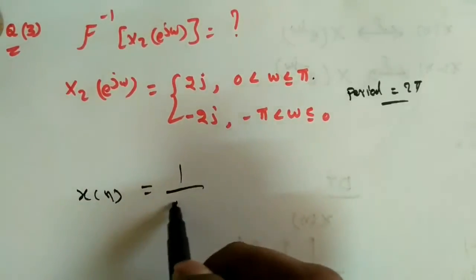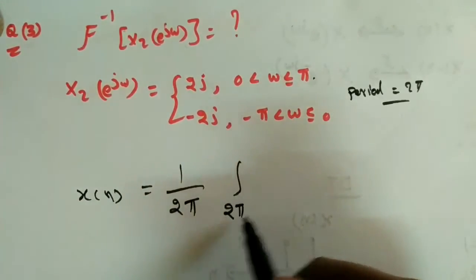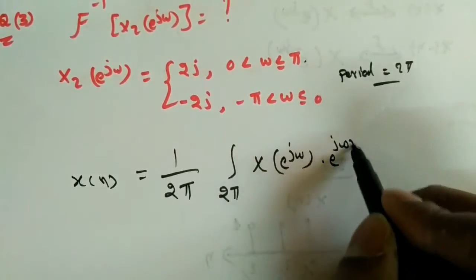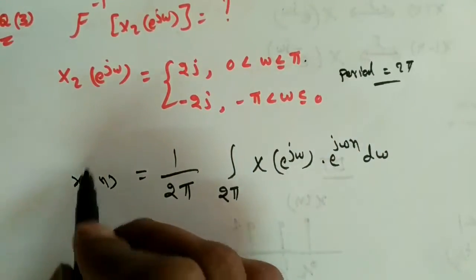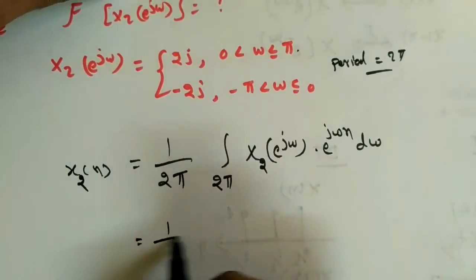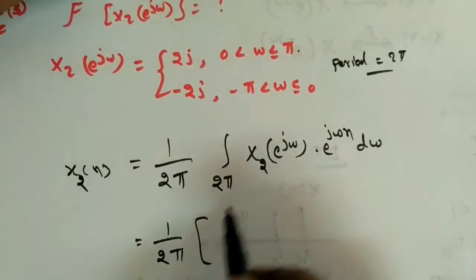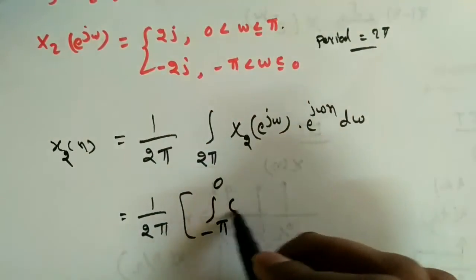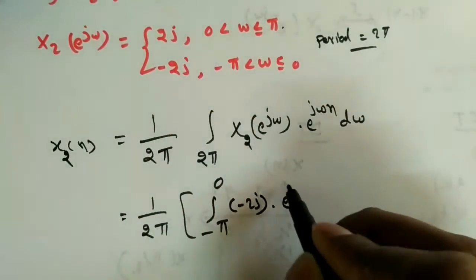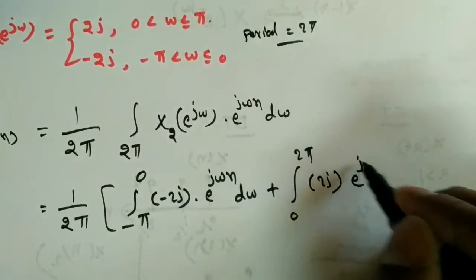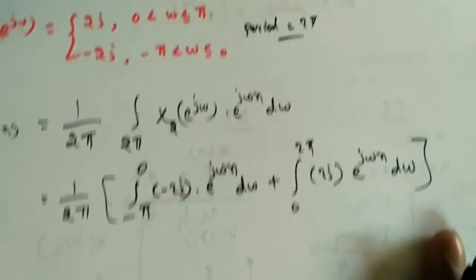x of n is equal to 1 by 2 pi, integration over 1 period, x of e power j omega into e power j omega n d omega. So we have to find x2. So x2 of n, from x2 of e power j omega, will become 1 by 2 pi. Now this integration will be split: minus pi to 0, and 0 to pi. We'll get the signal amplitude minus 2j into e power j omega n d omega, plus 0 to pi, 2j into e power j omega n d omega.